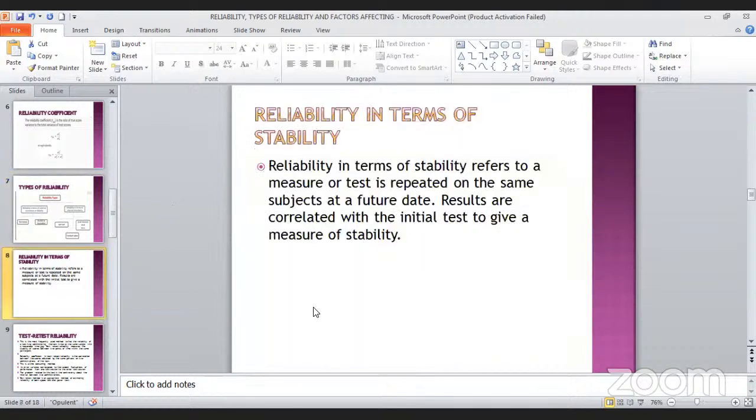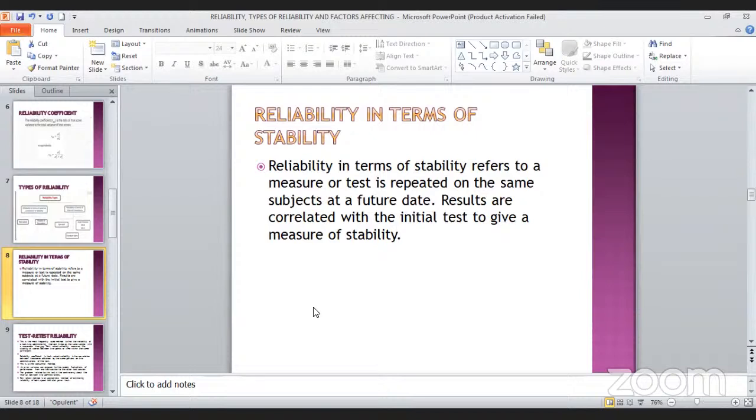So what is that? Reliability in terms of stability refers to a measure or test that is repeated on the same subjects at a future date. Results are correlated with the initial test to give a measure of stability. So in case of stability, we are finding out the stability of this particular test within a time gap. So it is also known as temporal stability.